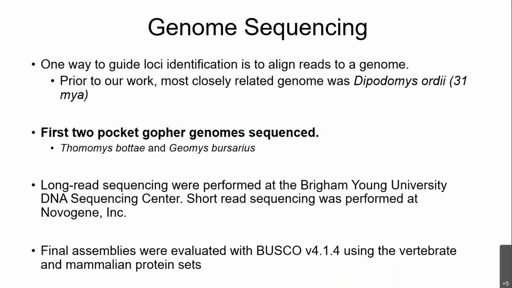So with this, we were able to sequence and assemble the first 2 pocket gopher genomes, which I think is pretty cool, that we then aligned our RAD-Seq reads to. So for Thomomys bottae and Geomys bursarius, we do have sequenced and assembled genomes. The long read sequencing was performed at Brigham Young University, and the short read sequencing was performed at Novogene. The final assemblies were evaluated for completeness using vertebrate and mammalian protein sets.